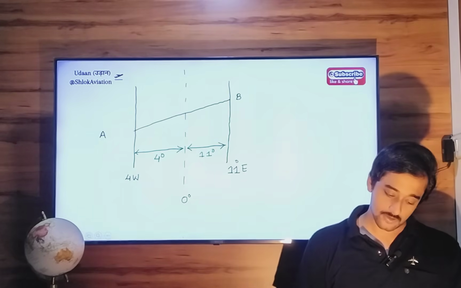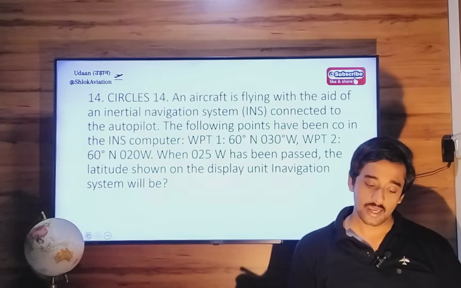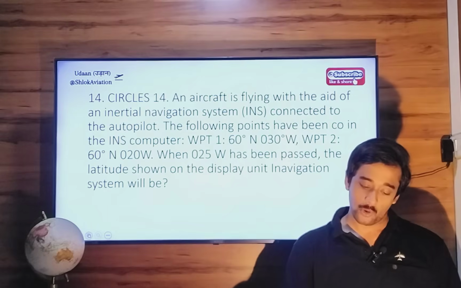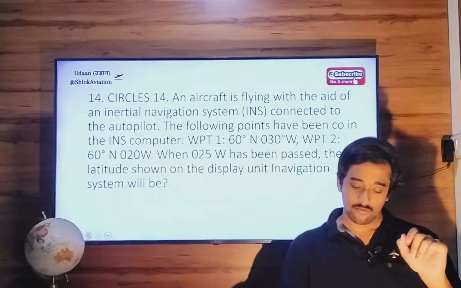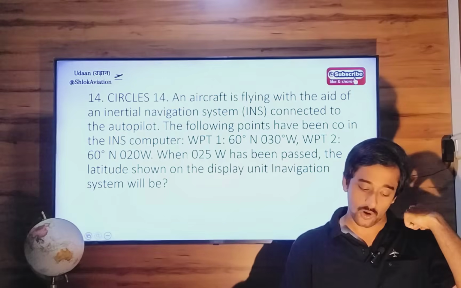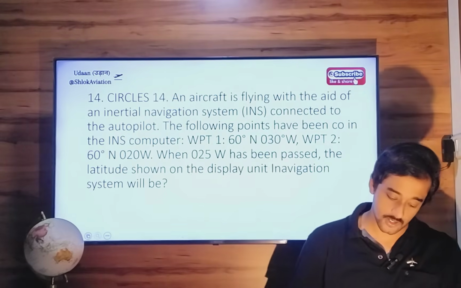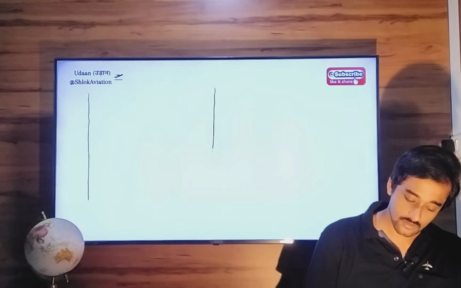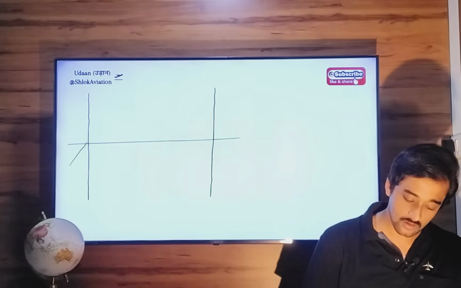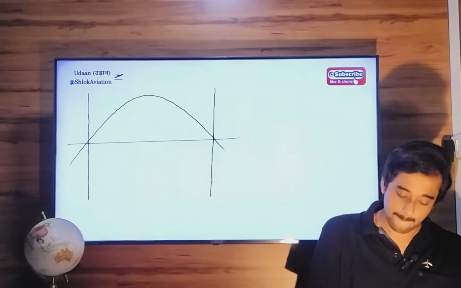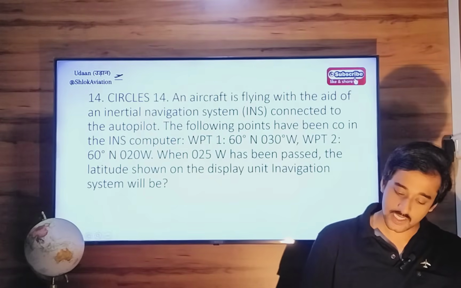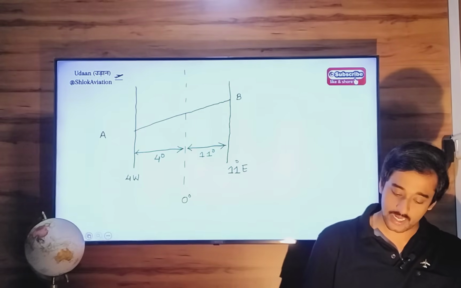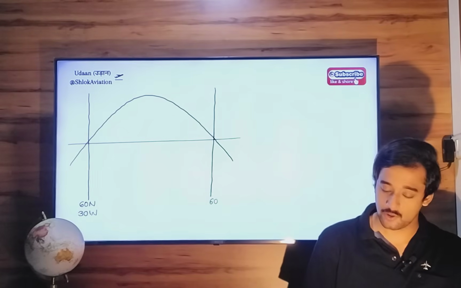So 11 east. 14. You are flying with the aid of an INS system. So waypoints, waypoint 1, waypoint 2 are given. When passing 025 degrees west, what will be the latitude? So similar to the previous question, okay? So step 1, let's draw this. So A, 60 north 30 west, 60 north 20 west, same latitude.